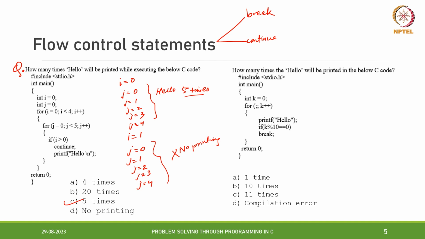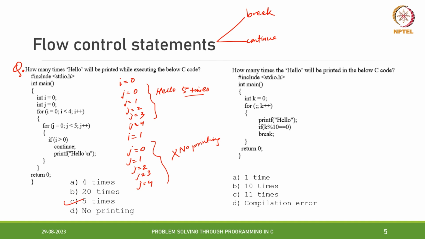There are 2 loops here. There is a nested loop. We start with i equals 0, for which there will be an inner loop. The inner loop will run 5 times with j values 0, 1, 2, 3, 4, right?